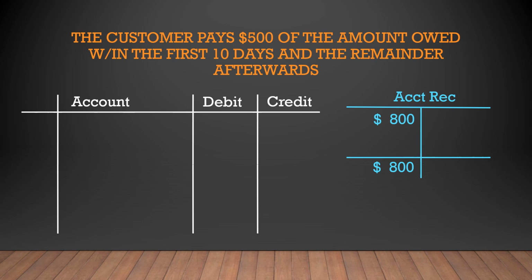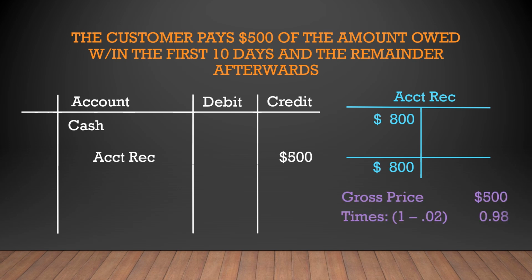What if the customer pays $500 of the amount owed within the first 10 days and then pays the remaining balance afterwards? With the first payment, we credit AR for $500 and debit cash. But $500 won't be the amount of cash received. Since this payment is coming within the discount period, we only receive 98% of that $500 amount, or $490. That last debit to balance our entry will go to sales discounts.